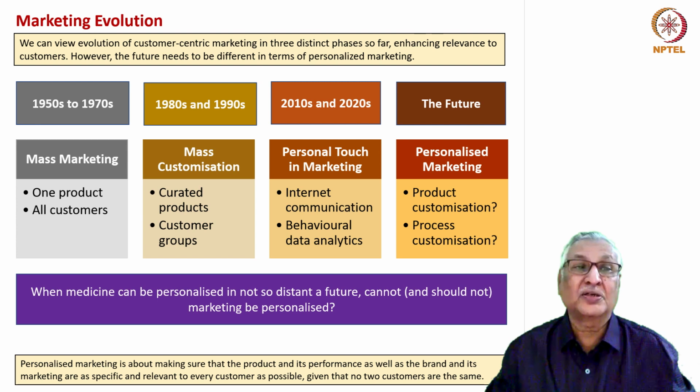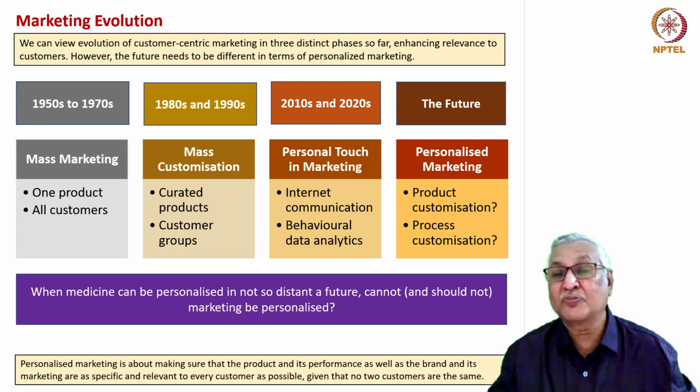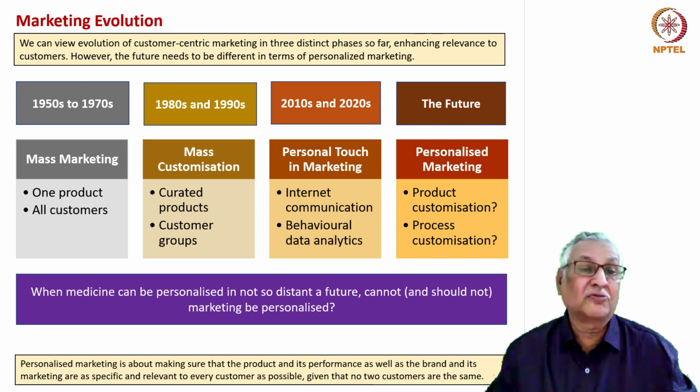Customer relationship management and marketing evolution are interrelated. Customer centric marketing has happened in three distinct phases over the last decades. It has enhanced relevance to customers of marketing. However, the future needs to be different in terms of personalized marketing. From 1950s to the end of 1970s, we had mass marketing. That is one product serving all the customers. The product count was few in numbers and the coverage in terms of customers was very vast.